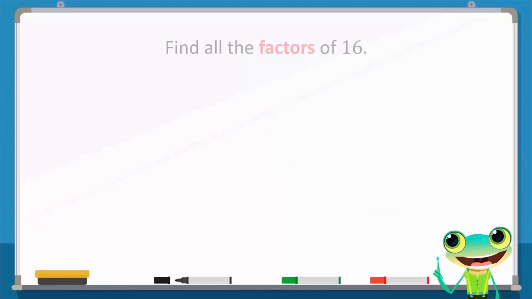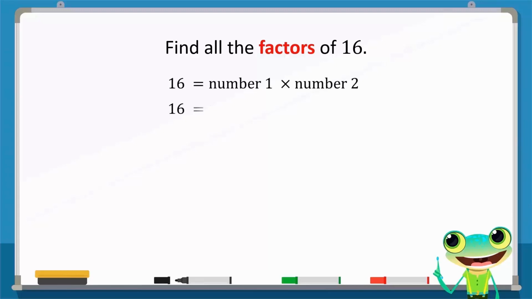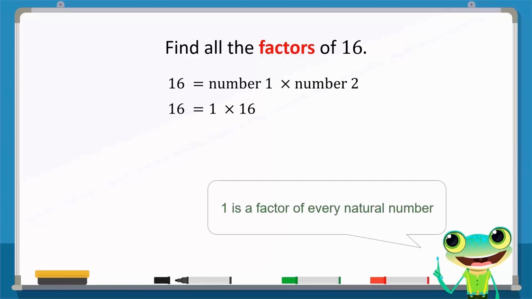Moving on, can you find all the factors of 16? We can find all the factors of 16 by writing it as a product of different combinations of two numbers. Let's start from 1. 1 multiplied by 16 is 16. In fact, 1 is a factor of any natural number as it divides completely into any natural number. Since 1 is a factor, 16 is also a factor. Generally, a number is a factor of itself.